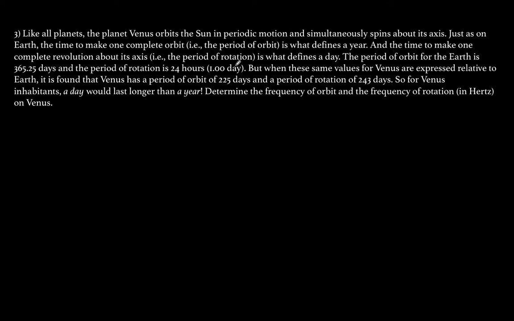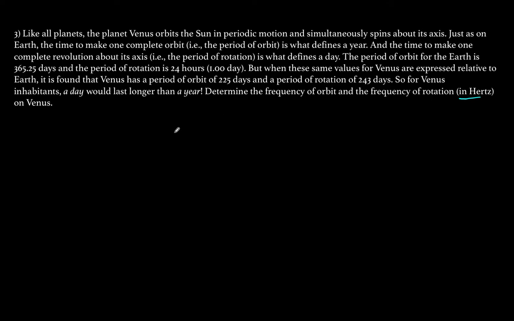The period of orbit for the Earth is 365.25 days, because again, we have a leap year every 4 years, and the period of rotation is 24 hours, which is what we call one day. But when these same values for Venus are expressed relative to Earth, Venus has a period of orbit of 225 days. That means that Venus's year is 225 days, and Venus's actual day, in quotes, is 243 days. So a day is longer than a year on Venus. I want you to determine the frequency of orbit and the frequency of rotation in hertz for Venus.